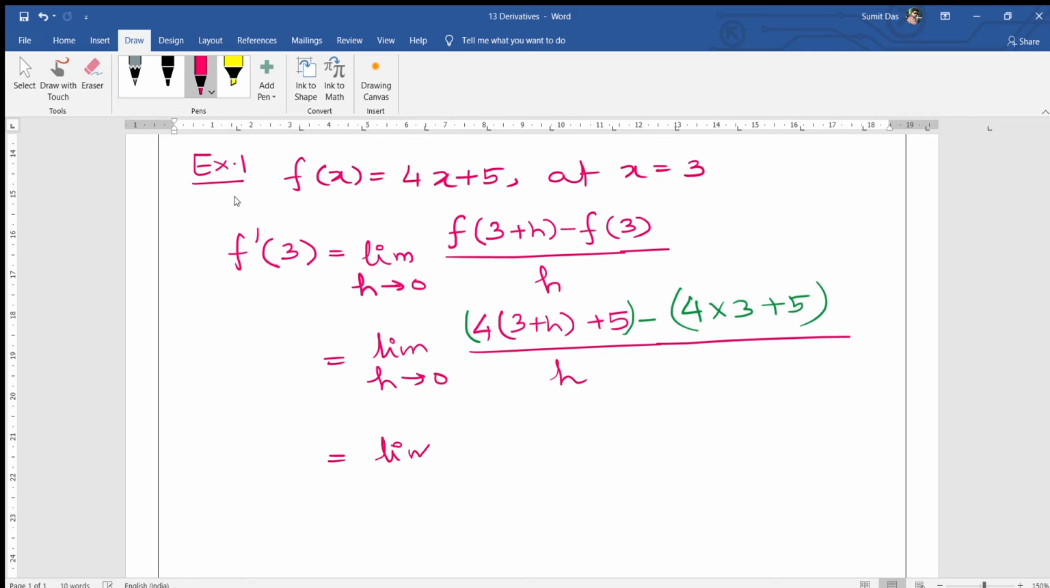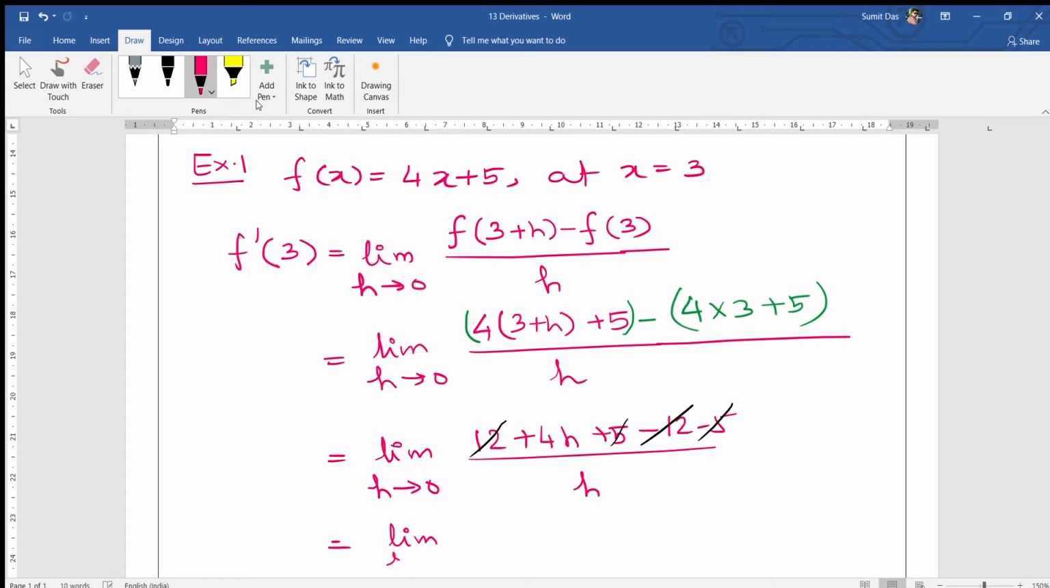The next line will be limit h tends to 0, 1 by h. If you simplify this, it will be 12 plus 4h plus 5, minus 12, minus 5. So let's cancel whatever cancels: 5 cancels, 12 and 12 cancel. The only thing remaining will be 4h. So here it will be limit h tends to 0, 4h by h. So the answer will be 4, because there is no h left. The derivative of f(x) at x equal to 3 will be 4.